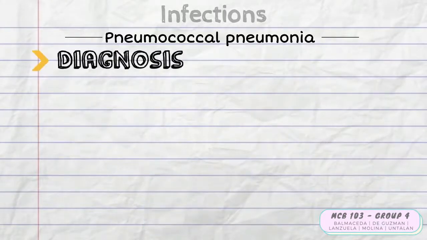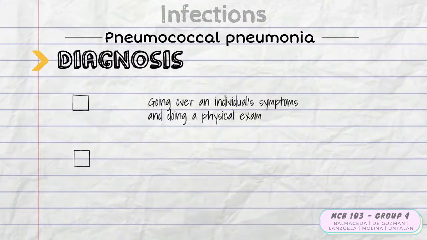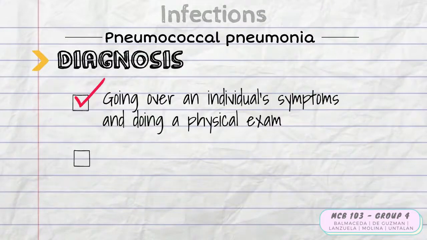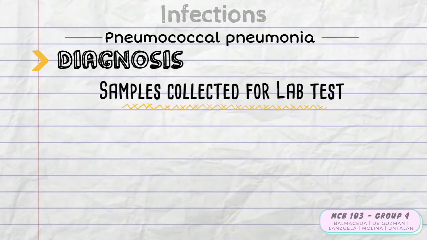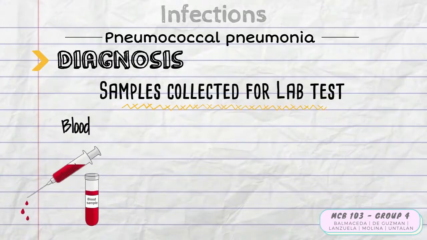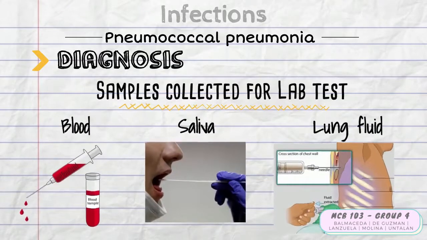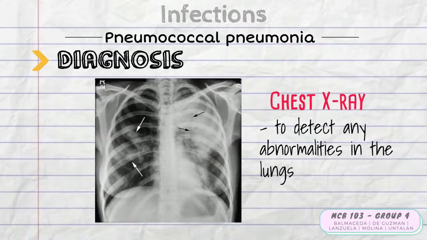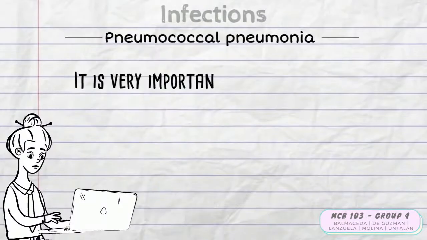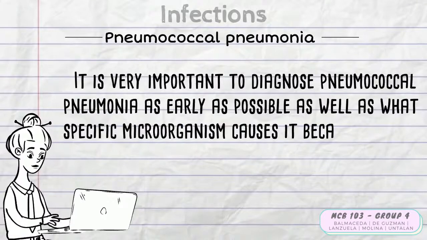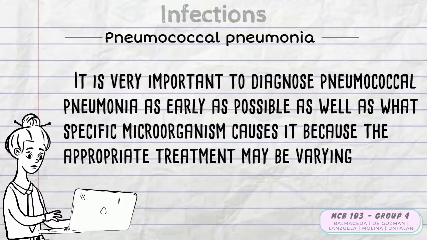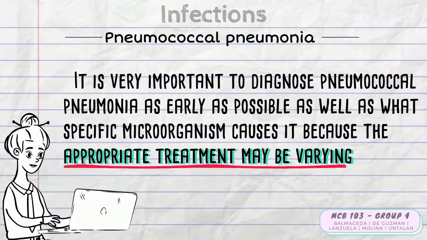Pneumococcal pneumonia can be diagnosed by starting with the physician going over an individual's symptoms and doing a physical exam. Further, a laboratory test can be conducted to determine what specific microorganism causes the infection. Some samples collected for a laboratory test are blood, saliva, and lung fluid. A chest X-ray can also be used to detect any abnormalities in the lungs. It is very important to diagnose pneumococcal pneumonia as early as possible, as well as what specific microorganism causes it, because the appropriate treatment may vary.